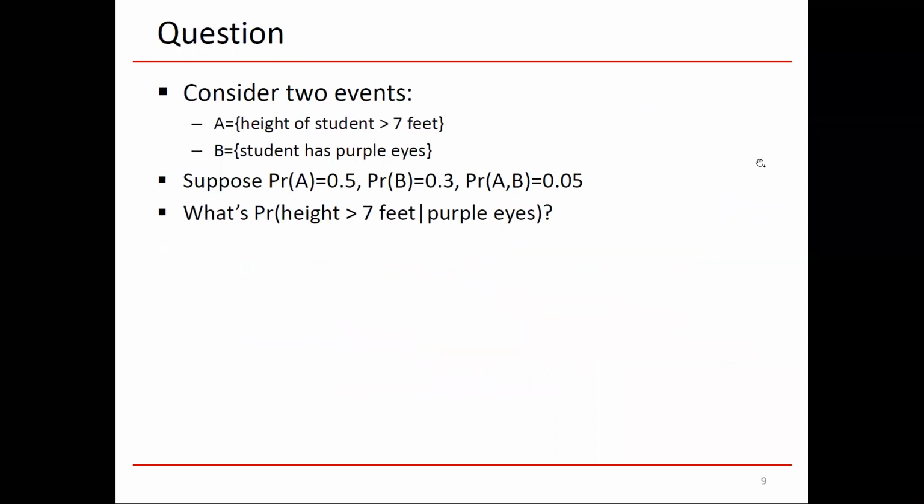Finally, last slide of this module. So consider two events. A is the event that the height of a student is larger than 7 feet, and B is the event that a student has purple eyes. Suppose that the probability of A is 1/2. So let me start jotting that down. A is 1/2. The probability of B, purple eyes, is 0.3, and the joint event is 0.05. Now we're asking, what's the probability of the height being greater than 7 feet conditioned on purple eyes? So again, I'd like you to pause for a few seconds and then I'll continue.